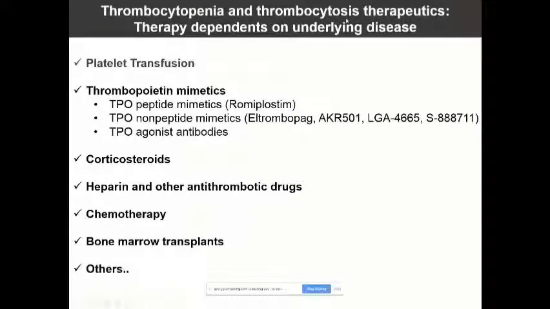So thrombocytopenia and thrombosis therapeutics, essentially, I don't think they have that much to offer people. So hence there's, in my opinion, a huge demand for therapeutic development. We have platelet transfusion, which is a process which is very important. Again, I won't touch on this, but there's much that has to be improved. There are thrombopoietin mimetics, and I will go into what thrombopoietin is in the next few slides. Corticosteroids, maybe heparin and other antithrombotic drugs in the case of excessive thrombosis. We have chemotherapy, obviously, for underlying cancer or other diseases which are cured by chemotherapy.